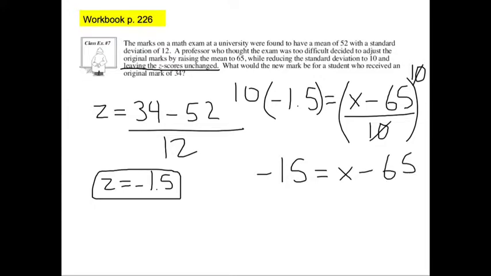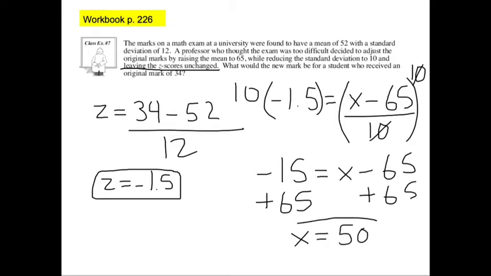We want to solve for x, so you're going to isolate it by adding 65, and you're going to add 65 over here as well. So what you're left with is that the student got 50 for a new mark. This time around, he's not failing with this adjustment.